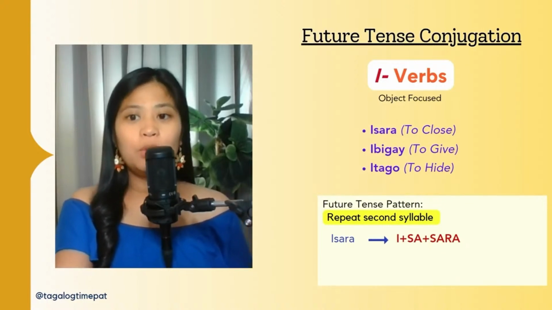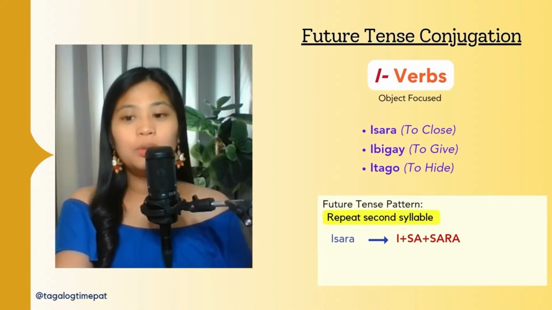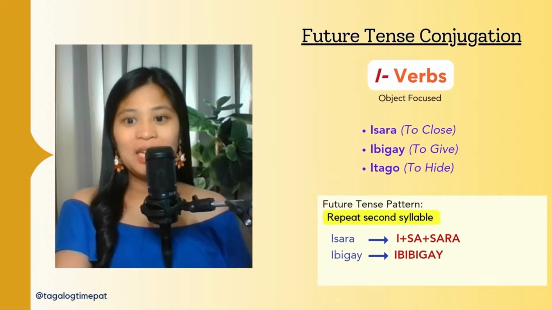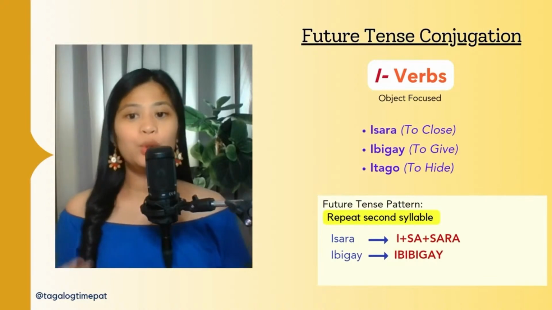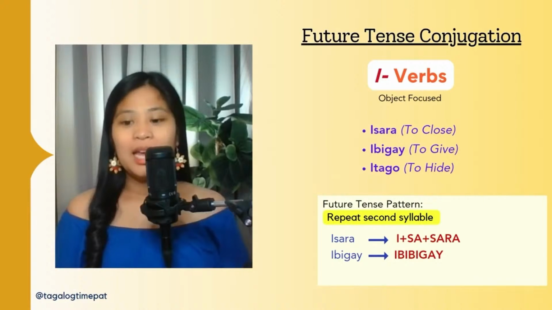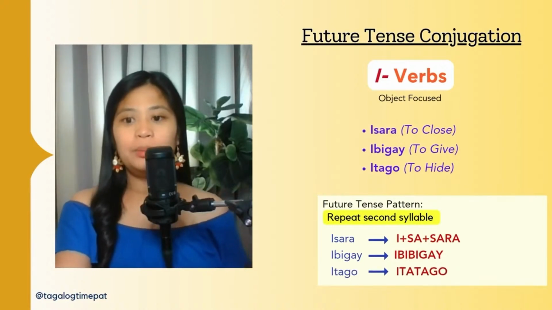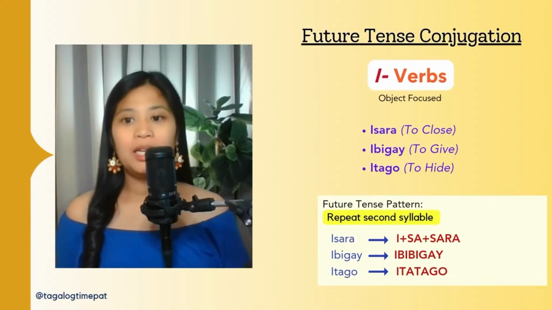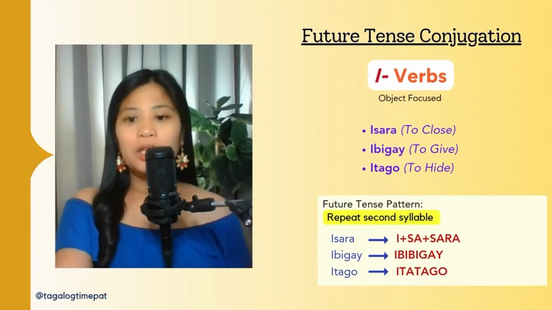You give it a try. What do you think ibigay, to give, and itago, to hide, will be in the future tense? Just follow this pattern. Okay? Ibigay will be ibibigay. Ibibigay ko yung regalo. I will give the gift. Ibibigay. And then itago, to hide, will be itatago. Itatago ko yung pera. I will hide the money. Itatago. So again, you are just repeating the second syllable.